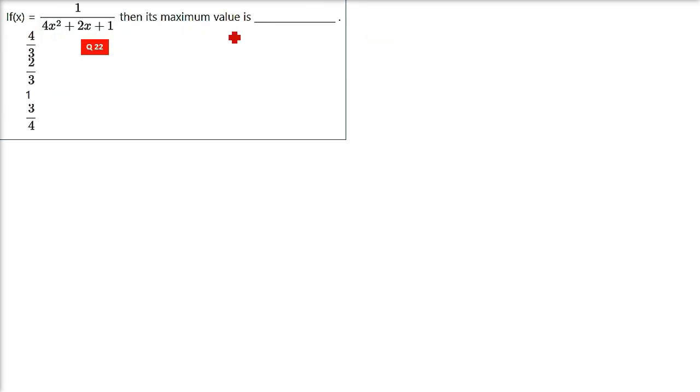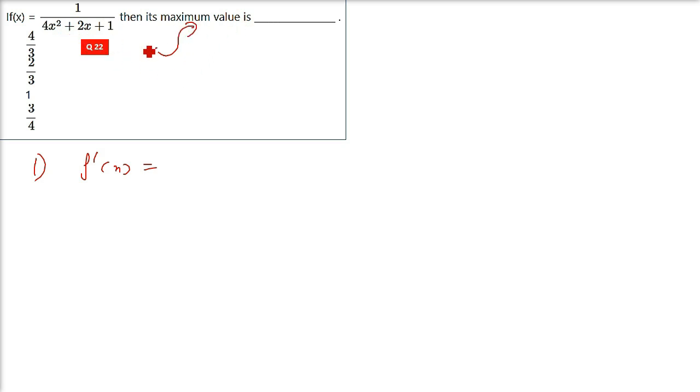Now if f(x) equals to this one, then its maximum value is. Now if you remember, I told you in the beginning of this discussion that if 1 by something is there, we can apply a distinct kind of approach. That is an approach which we haven't seen up till now. So if you start differentiating this 1 by 4x square plus 2x plus 1, the effort will be more.